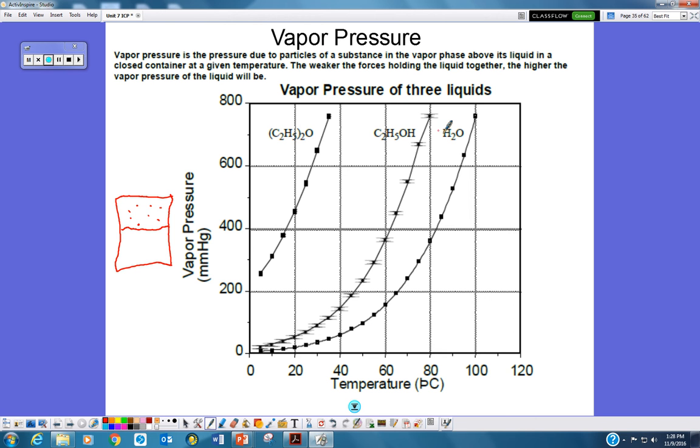Because this molecule is going to form hydrogen bonds with each other, so that IMF is stronger. The stronger the IMF, the more likely they are to stay closer together. No, it's going to have a lower vapor pressure. Basically, the higher the vapor pressure, the easier it is for it to turn to a gas.